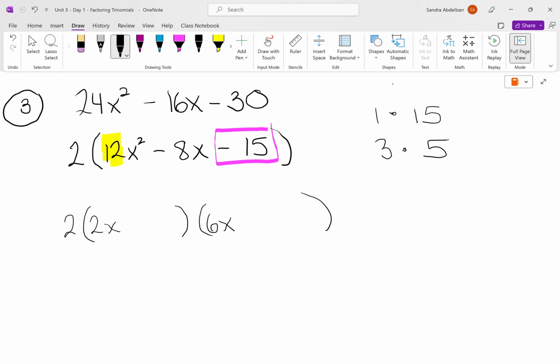Let's put the 5 here and the 3 here. I'm doing it wrong. 5 here, 3 here. All right, and I'm going to check it. So we're going to do 2 times 3 is 6. 5 times 6 is 30. 30 and 6. Any combination of that ever give me 8? No, but what can I do with the 5 and the 3? We can switch it. So let's switch them and see.